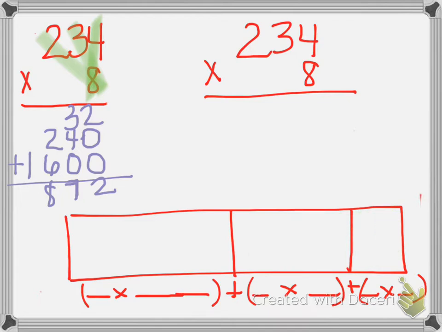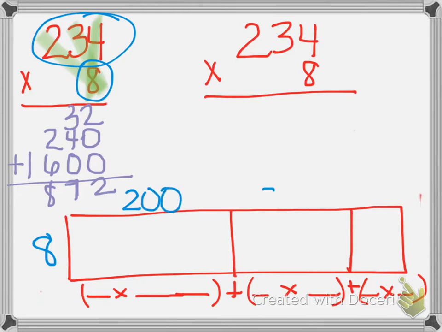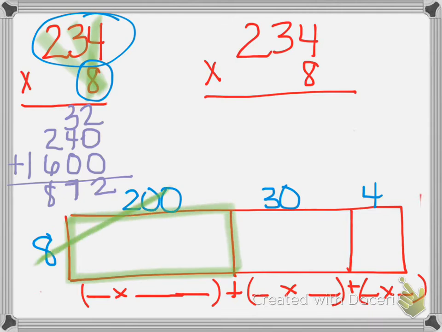So how do we do this? Well, 8 is what we're multiplying by, so that becomes our length. Our width is 234, or 2 hundreds, 3 tens, 4 ones, 234. And now we're ready to solve for the area. We're going to find the area of this first rectangle, or the hundreds rectangle. You know area is length times width. So the length of this rectangle is 8. The width is 200. And 8 times 200 is 1600.